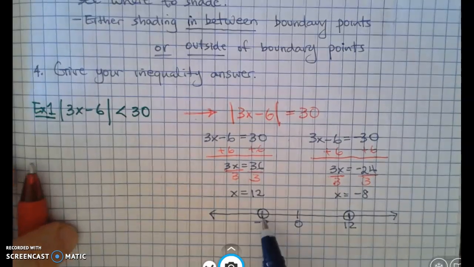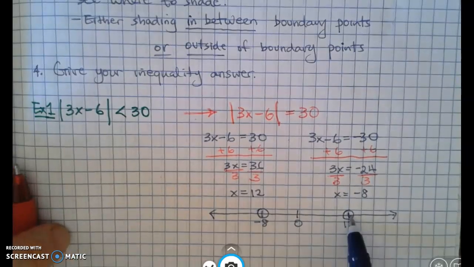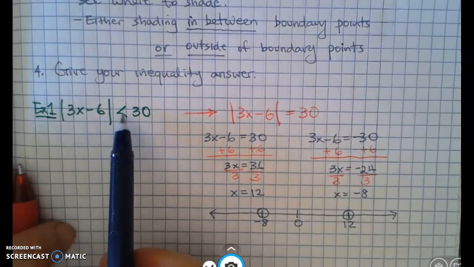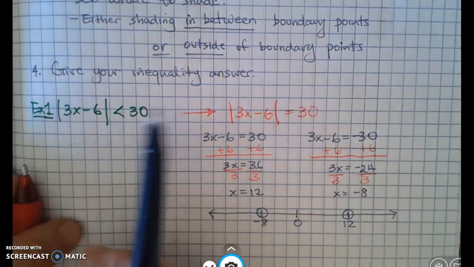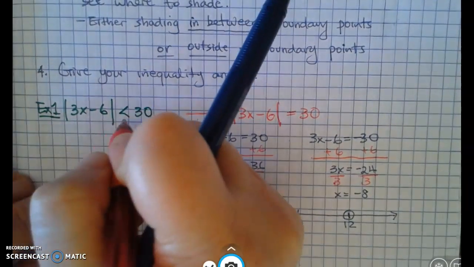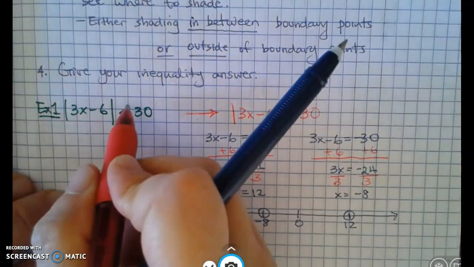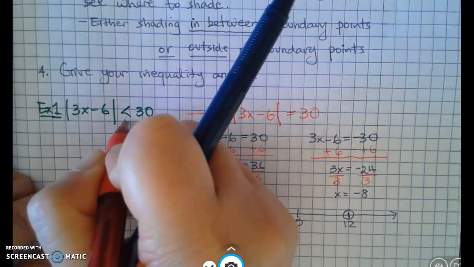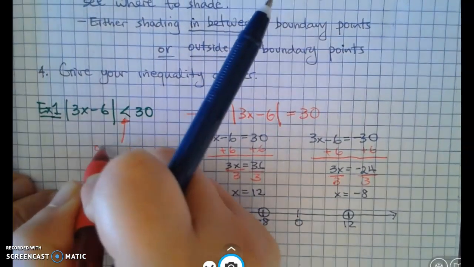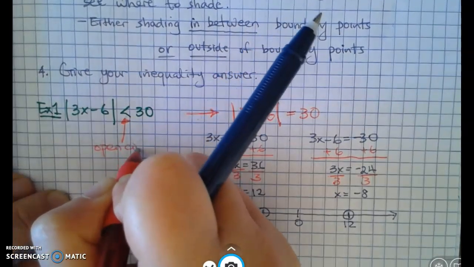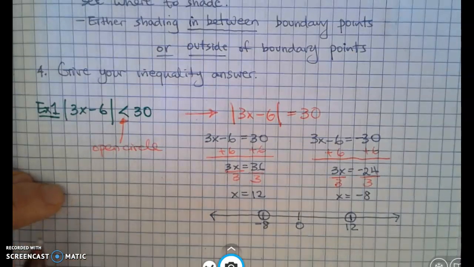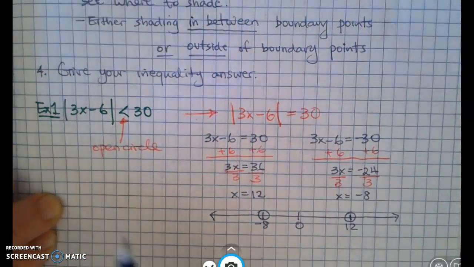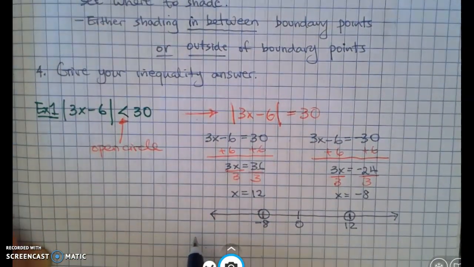Now I need to be asking myself, should I be shading this in or leaving it as an open circle? To do that, you have to look at the inequality sign now. I told you we're going to get back to it. This inequality sign is less than. That means this is going to be an open circle. So we're going to leave it as an open circle. Then from here we are going to check a value.